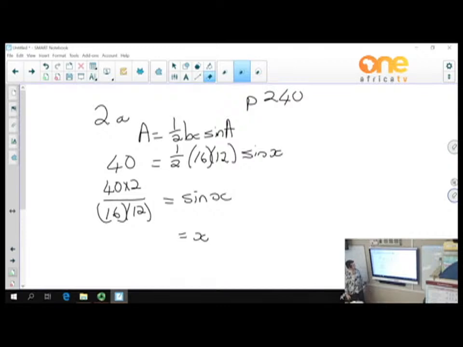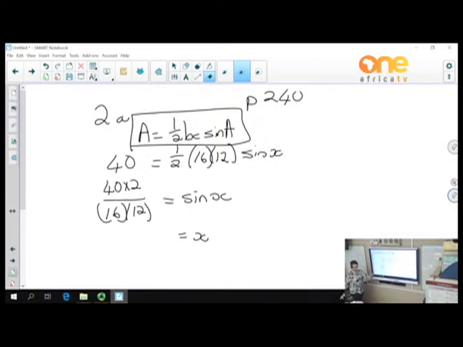So it's still the same formula that we're dealing with. This time they just provided you with the area, and you have to find that angle. So what is the answer? Second function sine. You're going to second function it to find that angle.